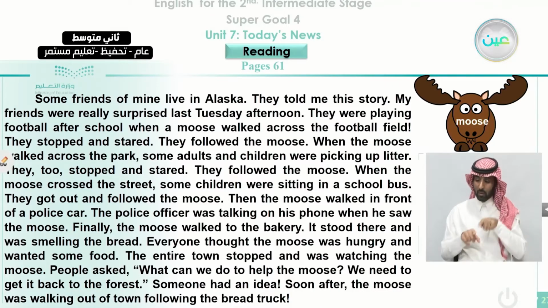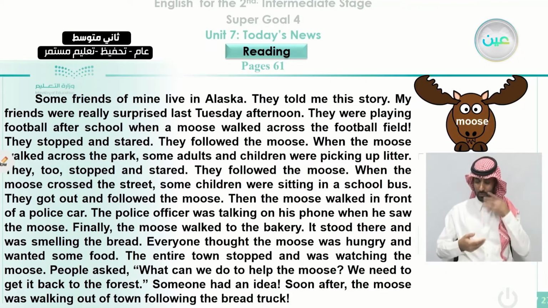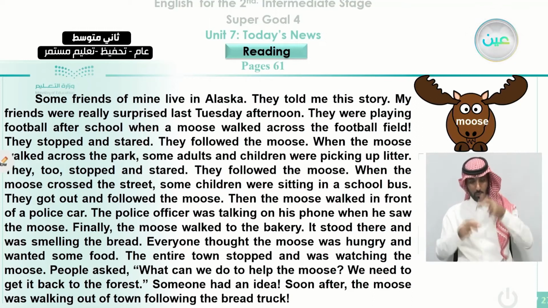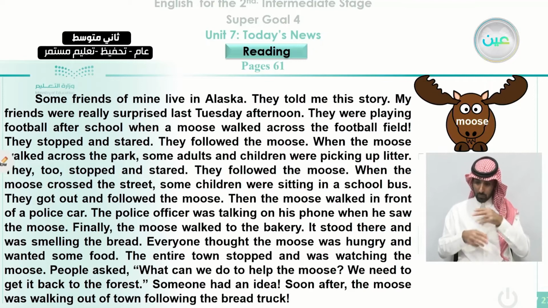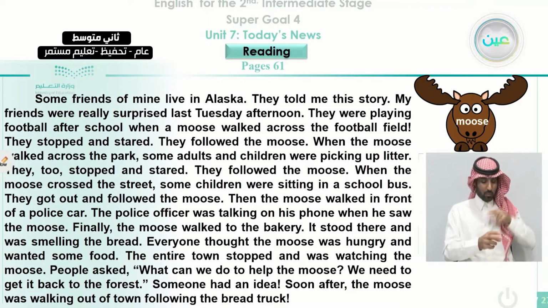Some friends of mine live in Alaska. They told me this story. My friends were really surprised last Tuesday afternoon. They were playing football after school when a moose walked across the football field. They stopped and stared. They followed the moose. When the moose walked across the park, some adults and children were picking up litter. They too stopped and stared. They followed the moose. When the moose crossed the street, some children were sitting in a school bus. They got out and followed the moose.